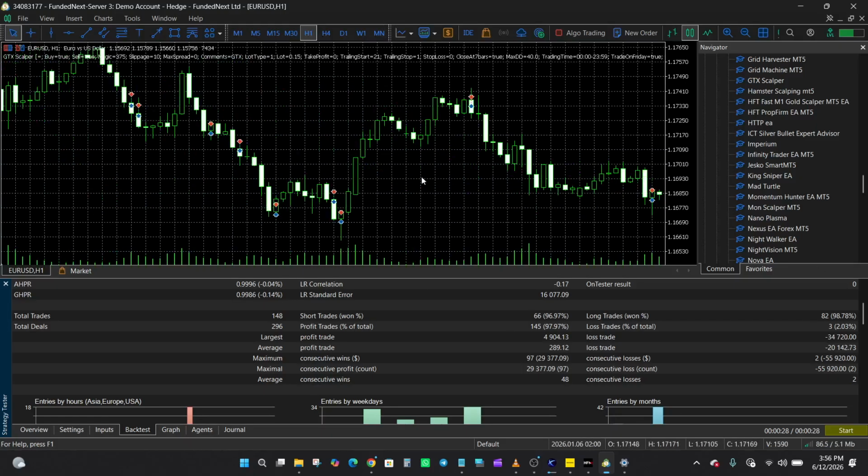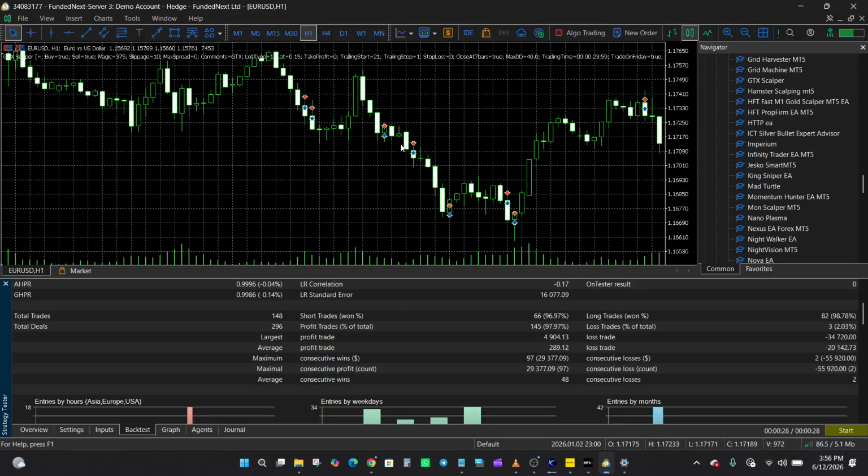Now, reviewing the completed chart activity, the marketplace description indicates that entries are generated using pivot points and overbought and oversold market conditions. Position management is then handled through the available stop loss, trailing stop, take profit, and recovery related settings described by the developer. Looking across the historical chart behavior, it is useful to observe how the EA responded to changing market conditions throughout the tested period.